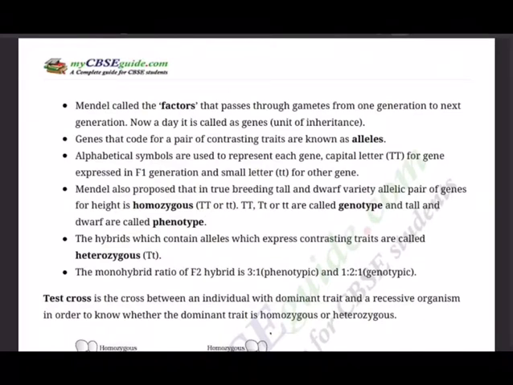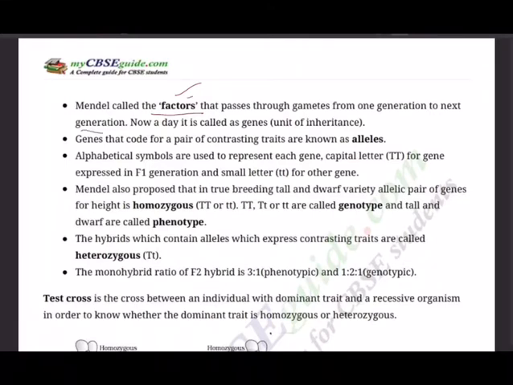So as I said yesterday, Mendel called genes factors. Of course, at that time there was not much technology, not even a hand lens. Now at least you are lucky that you are seeing under a compound microscope, making an object 1,000 times bigger. But during Mendel's time there was not even a hand lens. So Mendel did all the experiments based on just one beautiful character, that is observation. Mendel called the factors that pass through gametes from one generation to the next.